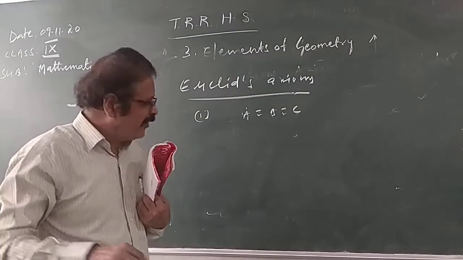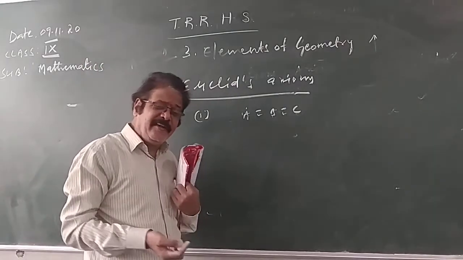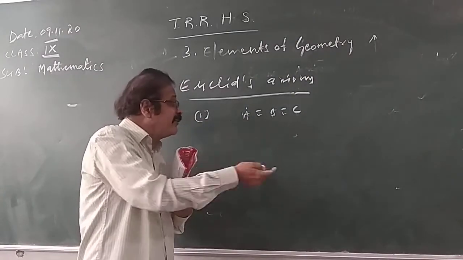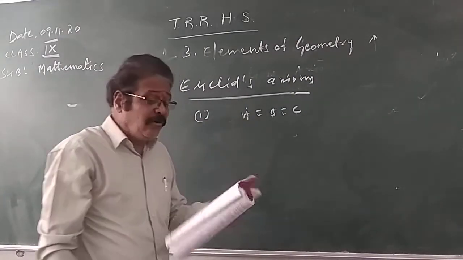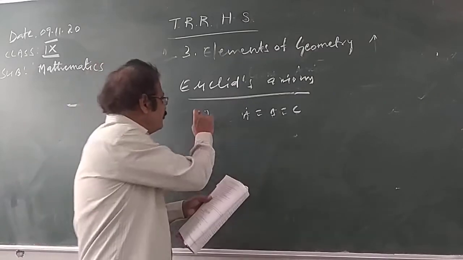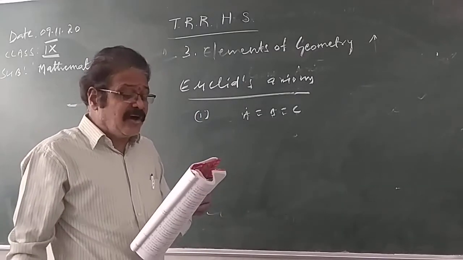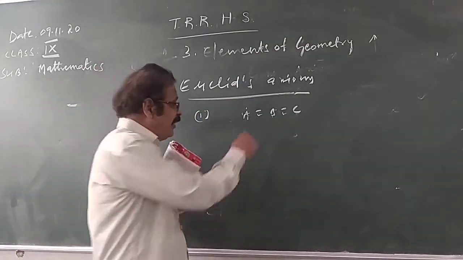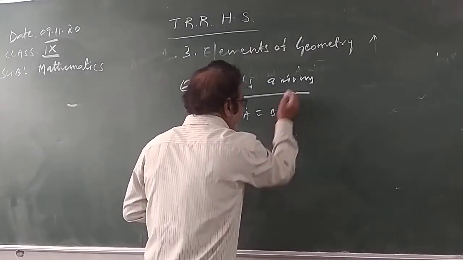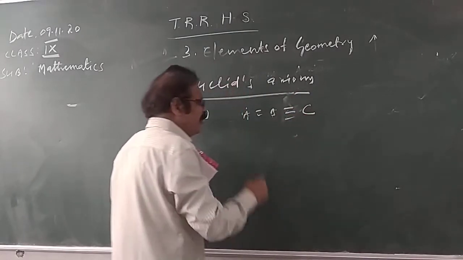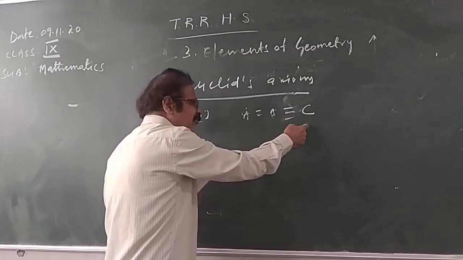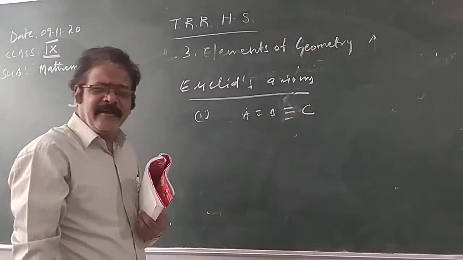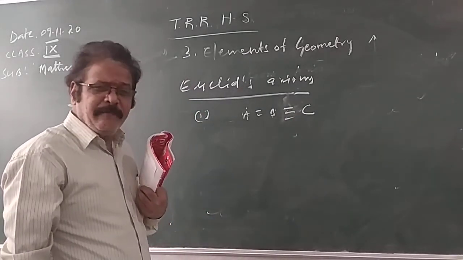When A, B, C are friends, A is the friend of B and C, B is the friend of A and C, C is the friend of A and B. So this is Euclid's first axiom: things which are equal to the same thing. When A and B are equal to C, means A equal to C, B equal to C.